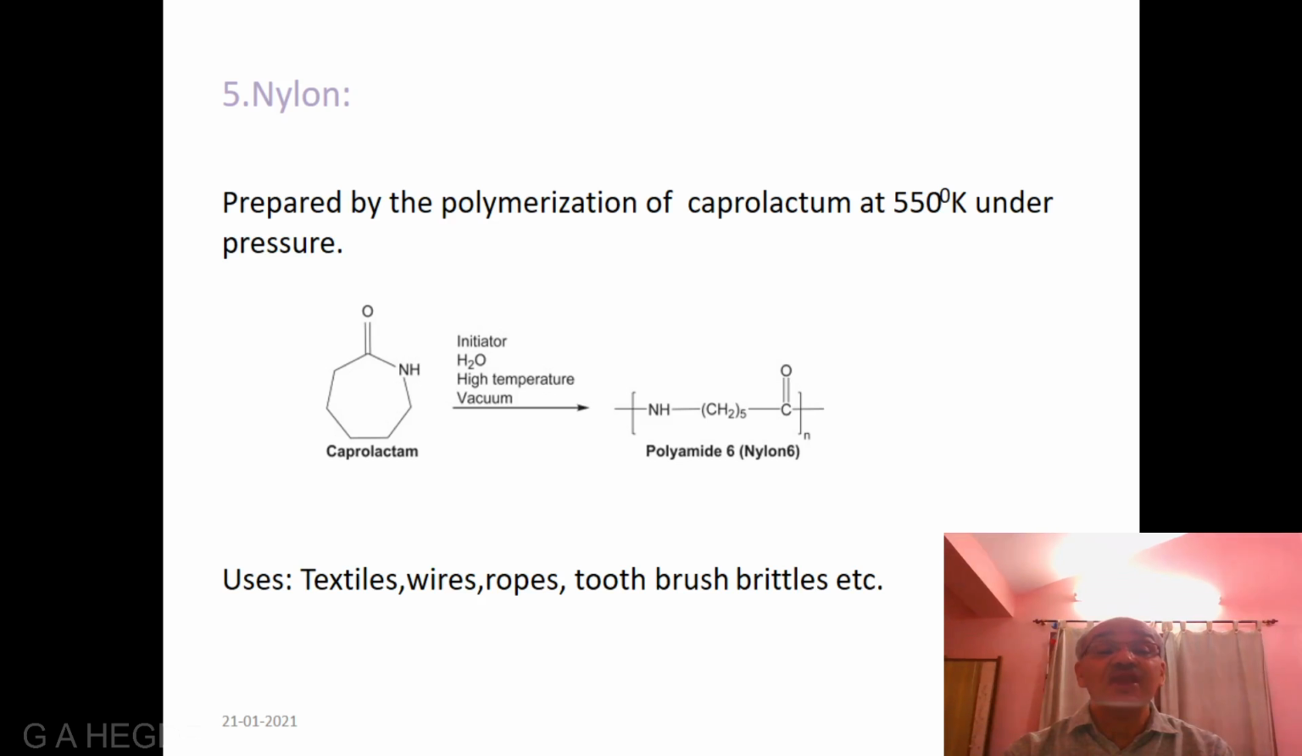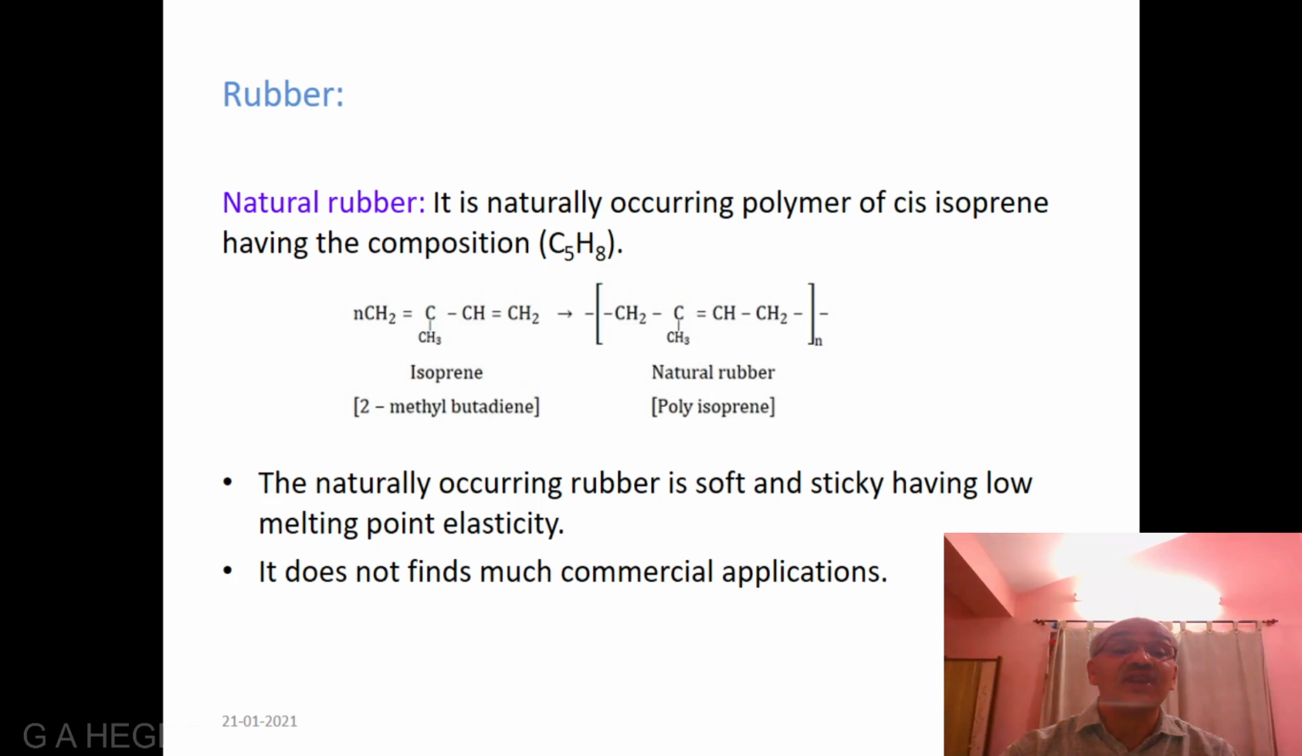The next one is nylon 6. Nylon is prepared by the polymerization of caprolactam at 550 Kelvin under pressure. A large number of caprolactam molecules undergo polymerization to form nylon 6, a polymer. This is called nylon 6 because one molecule of caprolactam contains 6 carbon atoms. Uses: textiles, wires, ropes, toothbrush bristles, etc.